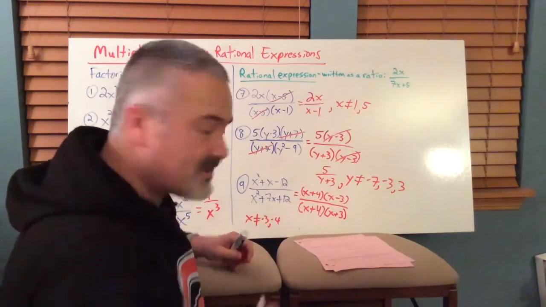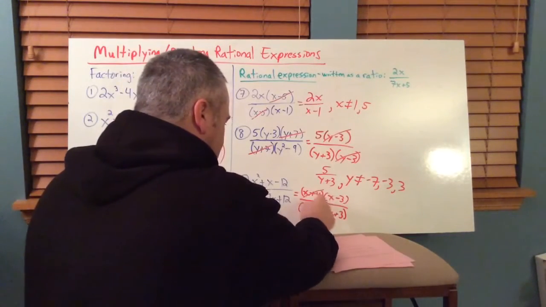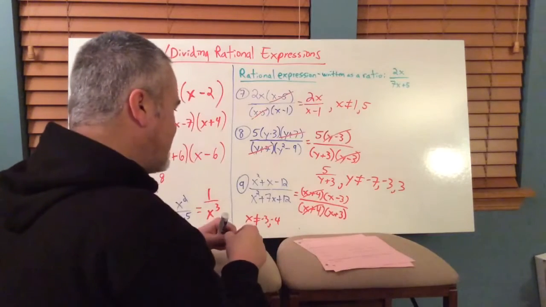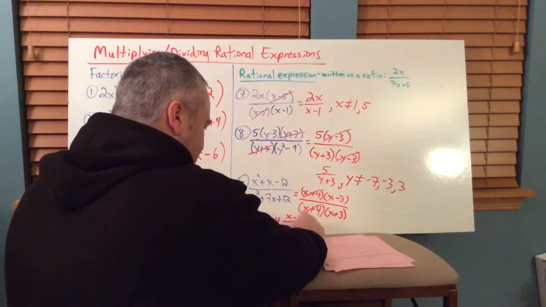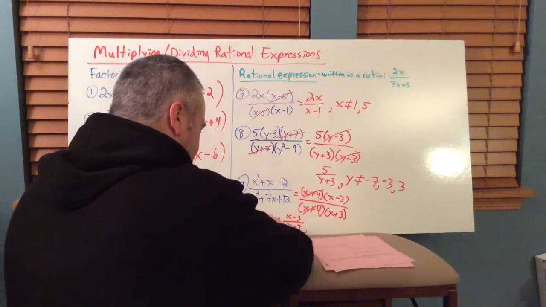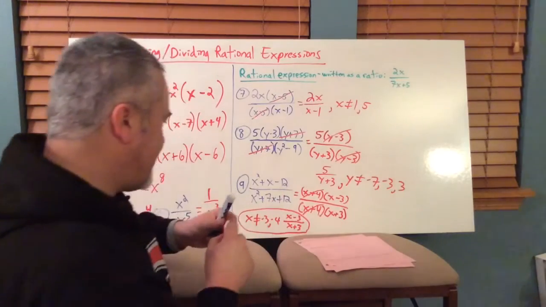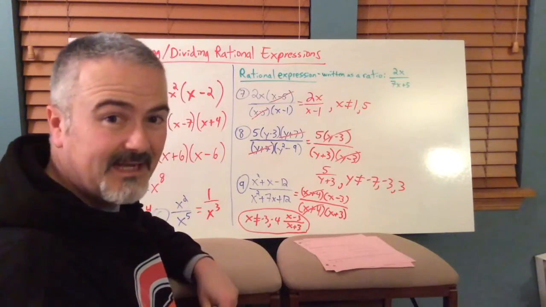They both share an x plus 4. So the final answer here is x minus 3 over x plus 3. And there's what x cannot equal: -3 and -4.